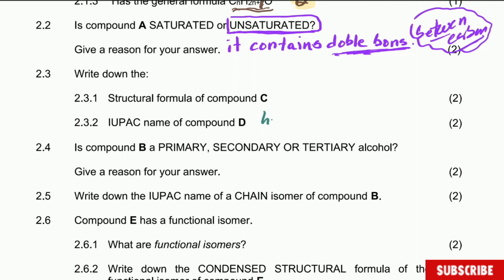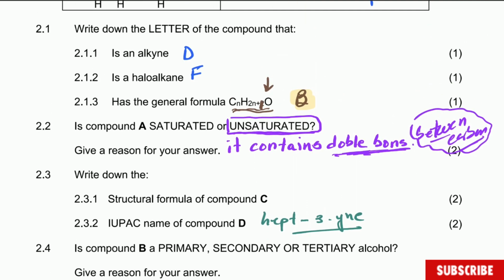Let's write it here perhaps. Hept-3-ine. That was the answer for that specific question. You know, marking wise, there is 1 mark for each of these, so it's quite simple. Obviously this one may be a problem because the general formula is wrong.